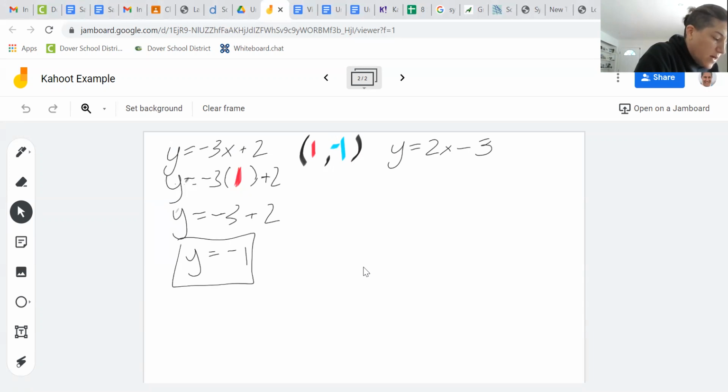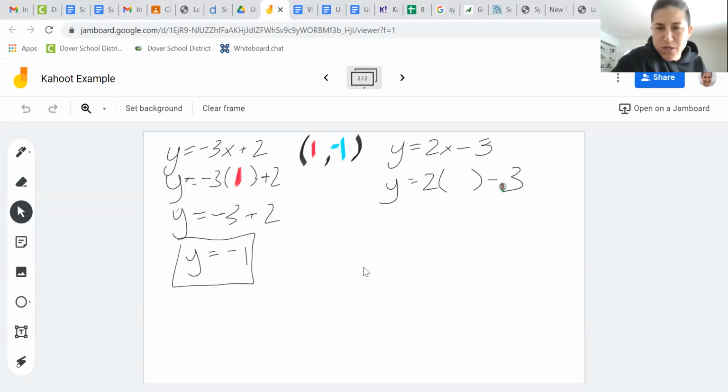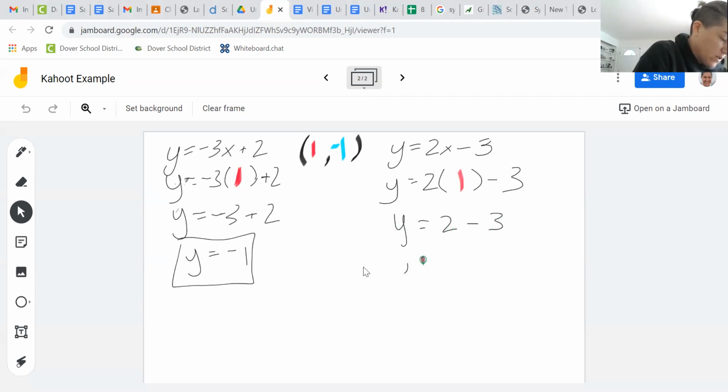And again, if you wanted to substitute in for y also, you could, and just see if it came out to be a true statement. I'm just going to figure out what y is and hope that it's -1. So again, I'm going to put in my x value. Right there is +1. 2 times 1 is 2. So y is equal to 2 minus 3. And then 2 minus 3 is -1. So I get y is equal to -1.